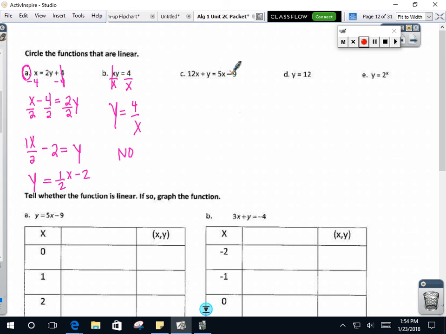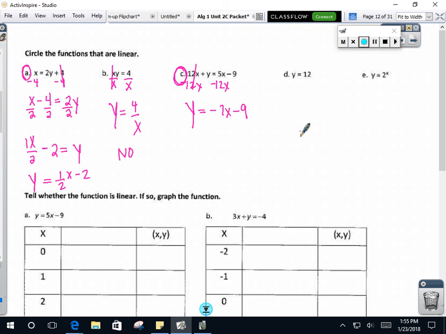If you're trying to get this in slope-intercept form, what would you do first? I would probably subtract this 12x and subtract it over there from the 5x. And now I have y equals negative 7x minus 9, and is that linear? Yes, so I'm going to circle it. Okay, what about D? Is it linear?